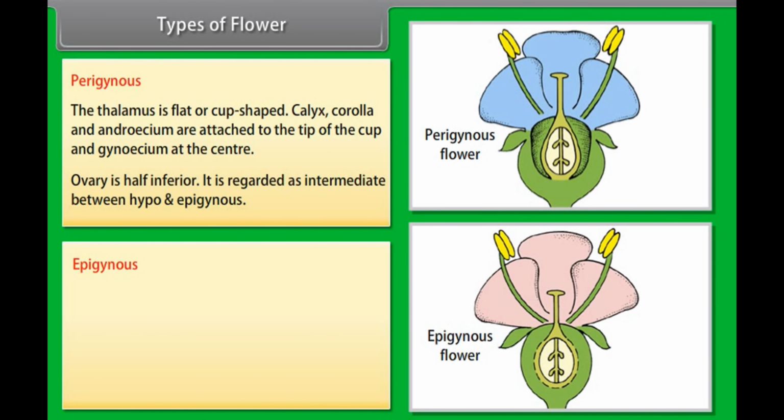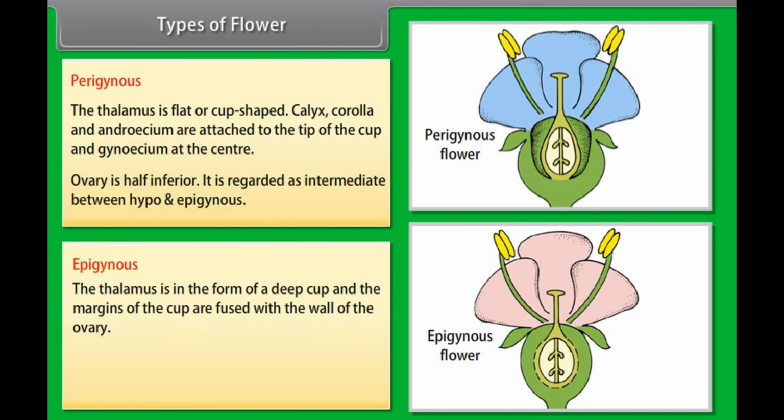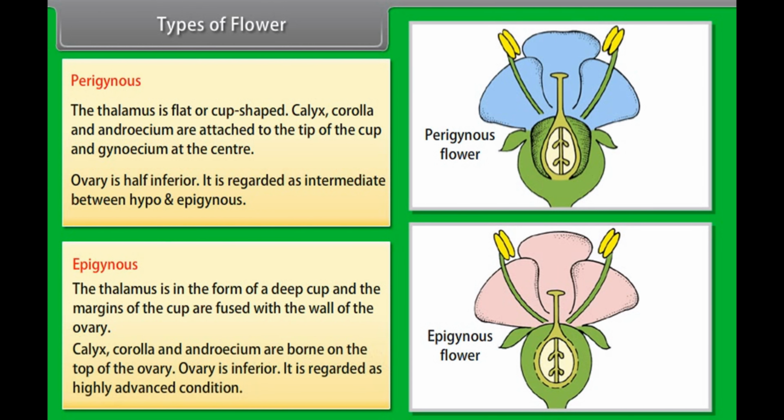Epigynous. The thalamus is in the form of a deep cup and the margins of the cup are fused with the wall of the ovary. Calyx, corolla, and androecium are borne on the top of the ovary. Ovary is inferior. It is regarded as highly advanced condition.